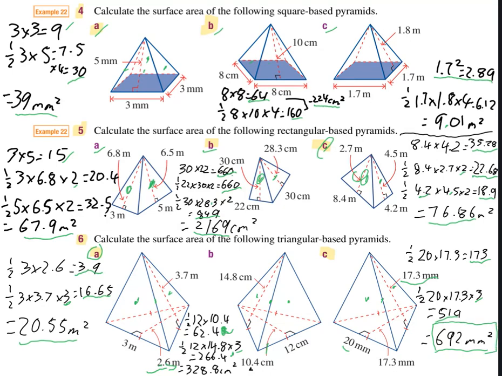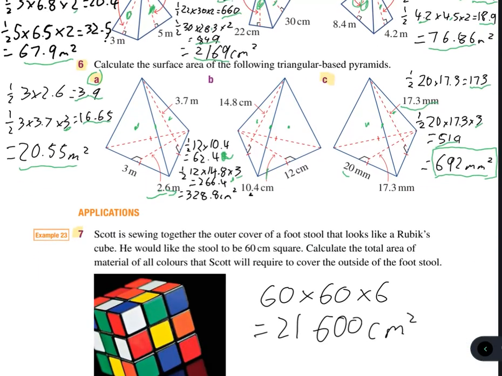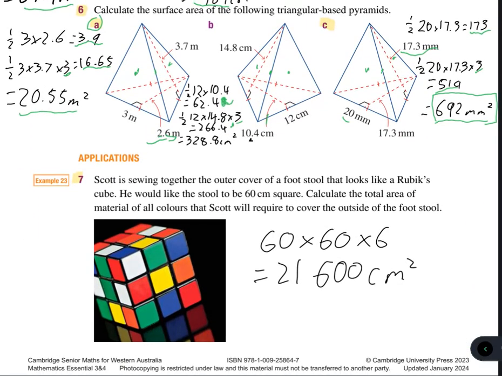No worries. Now the next question's actually a lot easier than the others. 60 centimeters square. You just need to figure out how big that would be. So it's 60 centimeters high, 60 centimeters across, 60 times 60, and then that will get you the area for one side, and then there's 6 sides because it's a cube. And that's your answer, 21,600 centimeters squared. So yeah, that's 5, 6, and 7 there.